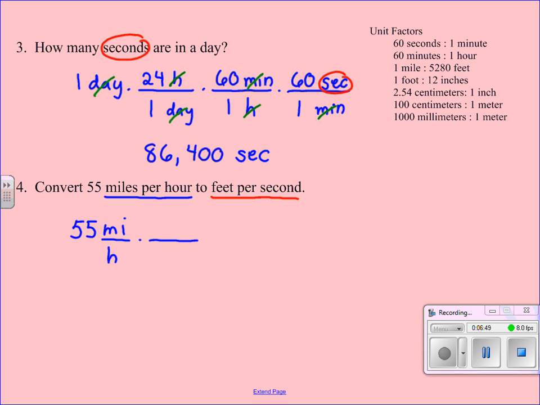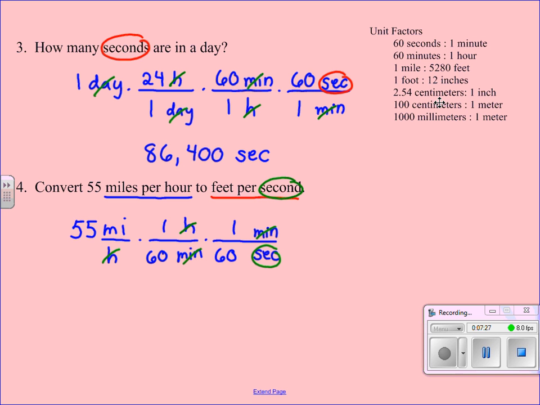So I know that I have hours on the bottom, so I need hours on the top, and hours can go to minutes first, and then I know that I can convert minutes into seconds. Okay, so I'm just putting the units in first. Those are the dimensions. Now I'm going to put in my unit factors. So I know that in 1 hour we have 60 minutes, and in 1 minute we have 60 seconds. So what I've done now is I've canceled the hours, I've canceled the minutes, and I have something that is in seconds, which is what I want.